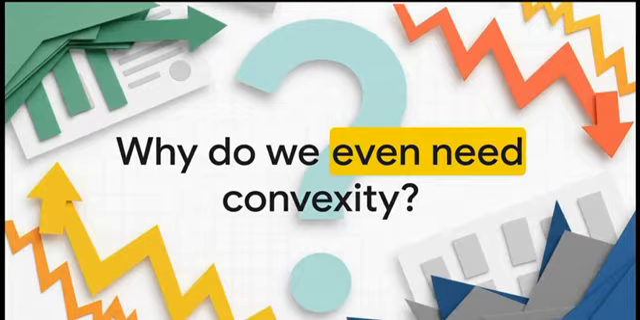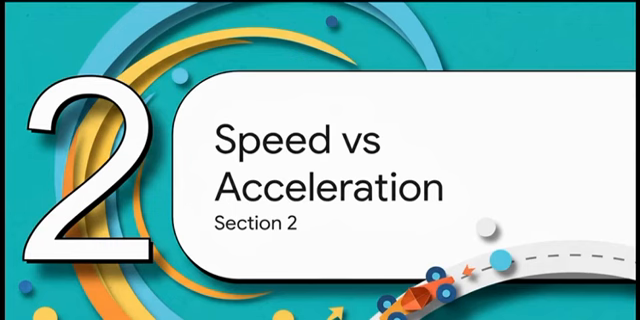Well, the answer comes down to market reality. Financial markets don't just move in tiny, predictable baby steps. We see huge macroeconomic shifts, massive rate hikes, sharp rate cuts, and when those big shifts happen, a straight-line estimate isn't just slightly wrong. It can literally be dangerously off. Let's move on to Section 2, convexity, speed versus acceleration.